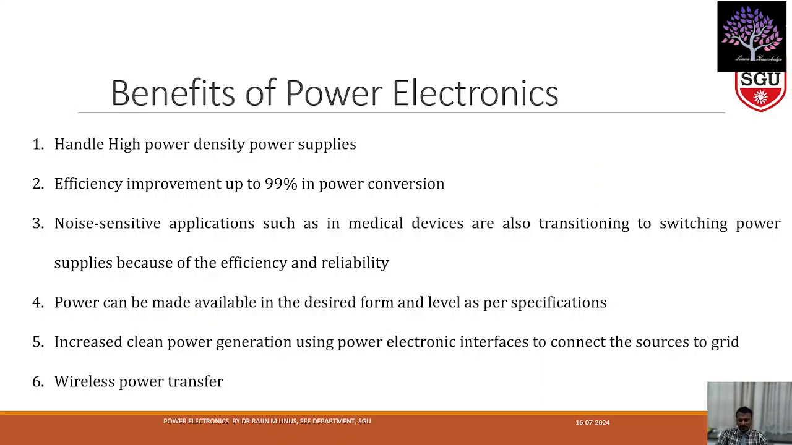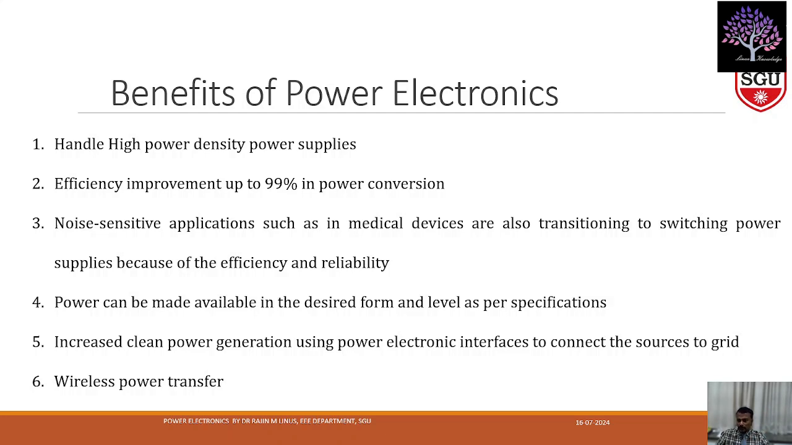So the benefits of power electronics are that it can handle high power and high power density supplies. The efficiency of the power conversion also improves, up to 99%. For example, I already told you, if you use a normal resistive type regulator, the losses will be more due to the resistance, so the efficiency of control will be less. But in this case our efficiency will be improved. Then noise: some controls require noiseless operation, especially hospitals and medical devices, where noise should be very low. At the same time, reliability and efficiency are also good. Those applications also require power electronics.